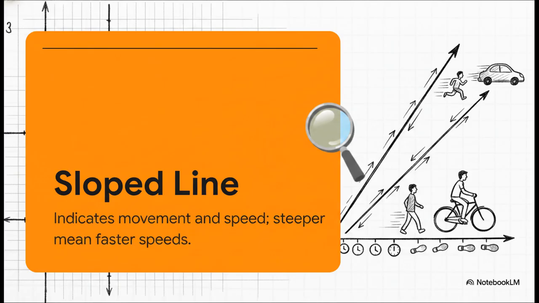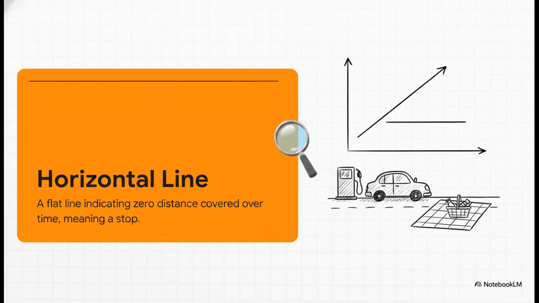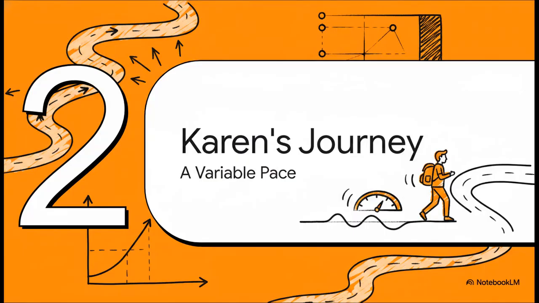On the flip side, we have the horizontal line. So the crucial point is, a flat line does not mean the journey is totally over. It just means time is ticking forward, but the distance isn't changing at all. Our traveler has just paused. Zero distance covered over time simply equals a stop. Makes sense, right? Moving right along to section 2, tracking Karen's journey, a variable pace.